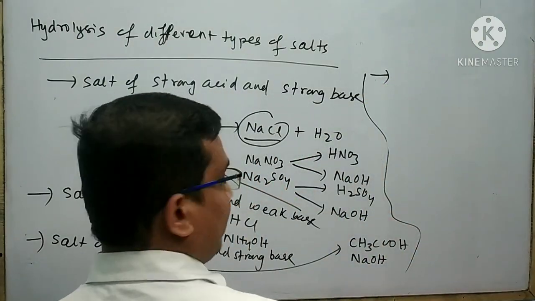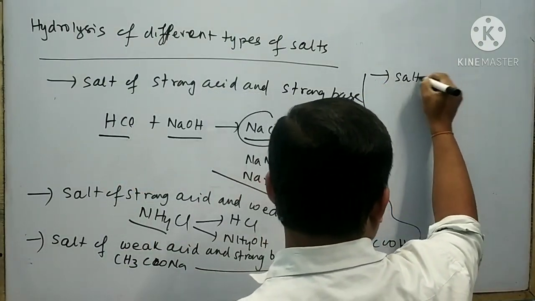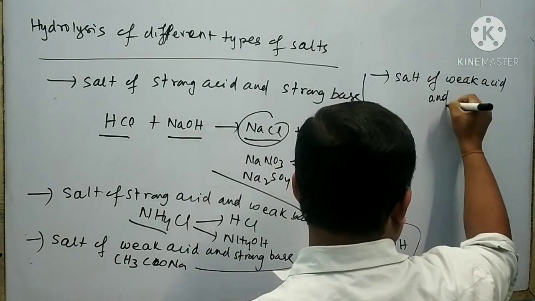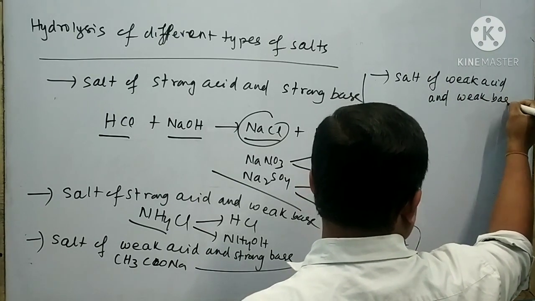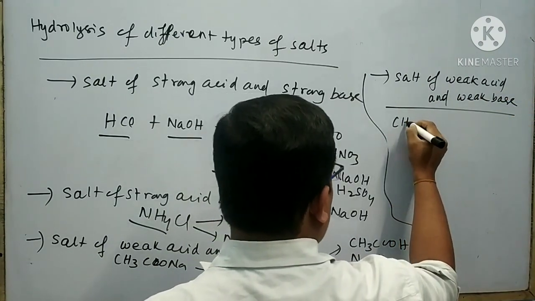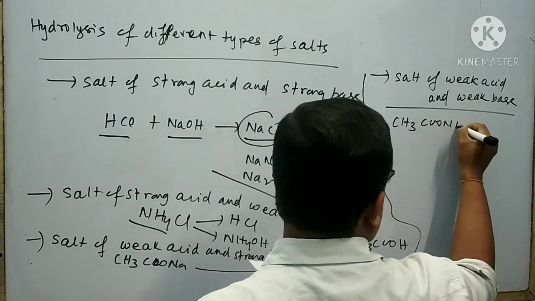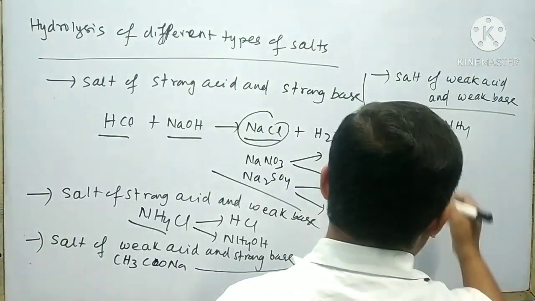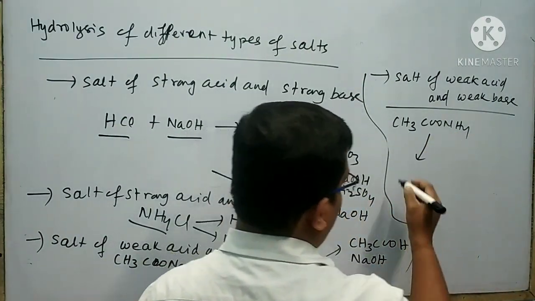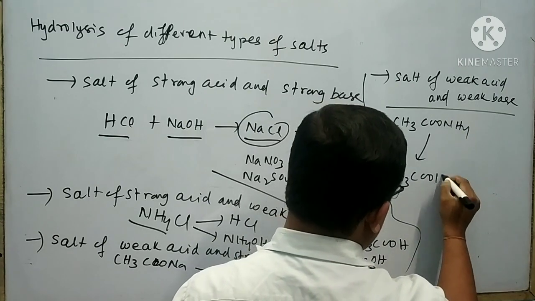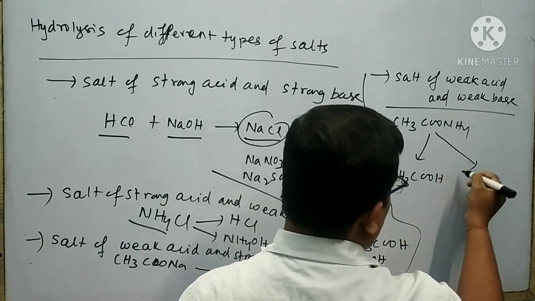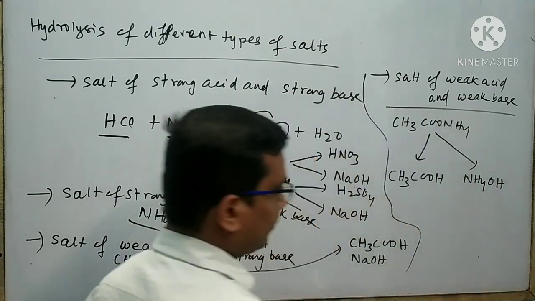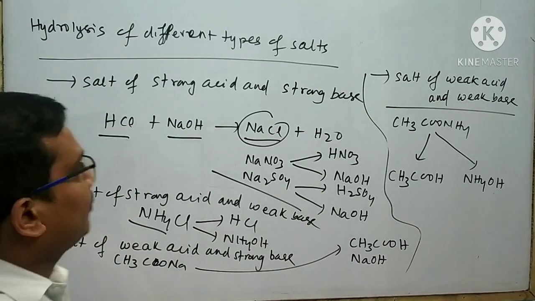Similarly, take another type of salt, that is salt of weak acid and weak base. CH3COONH4 is an example of salt of weak acid and weak base because it is made from the weak acid, that is CH3COOH, acetic acid, and also from the weak base, that is ammonium hydroxide. These are the different types of salt.